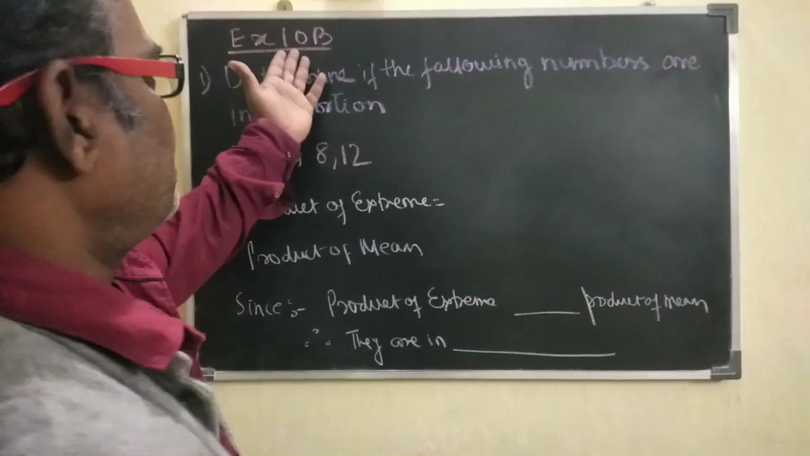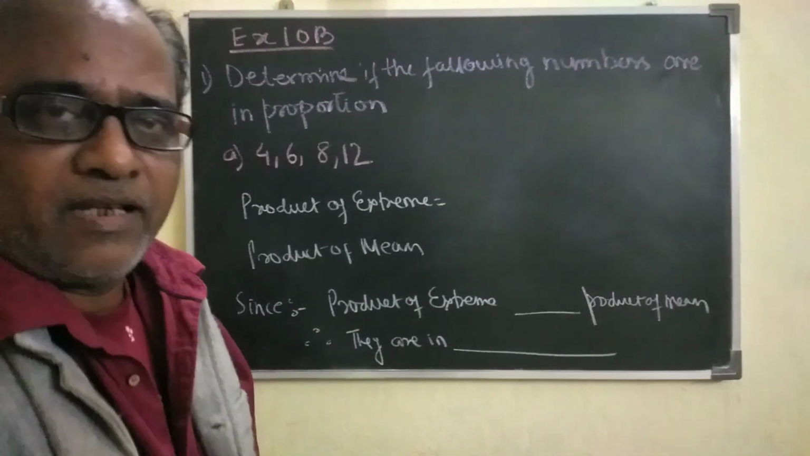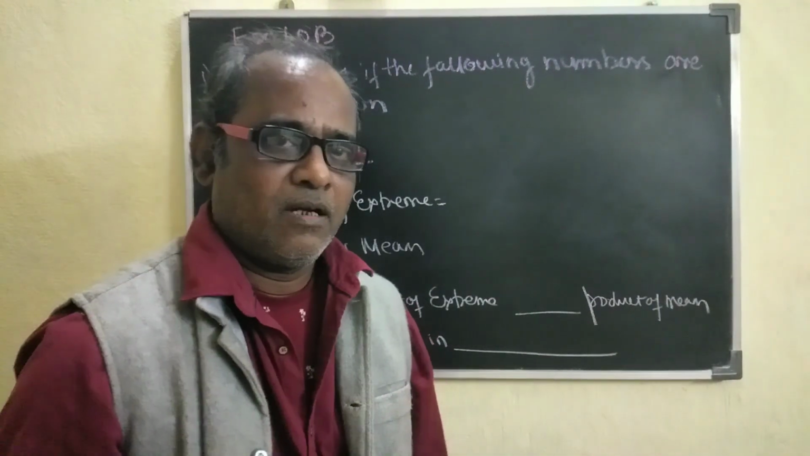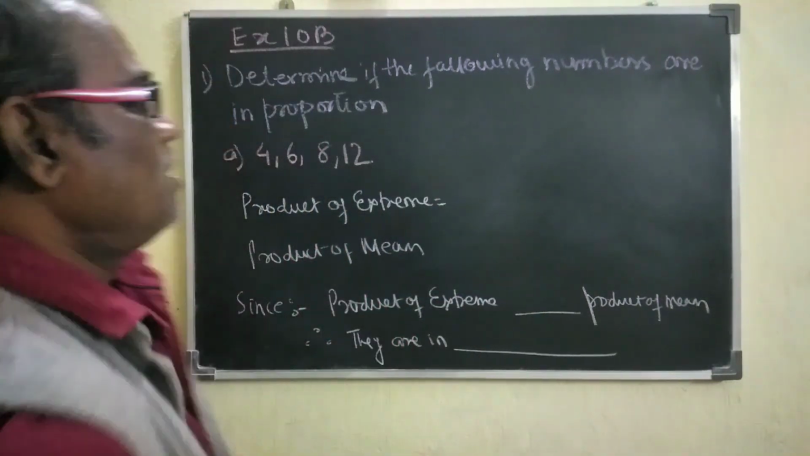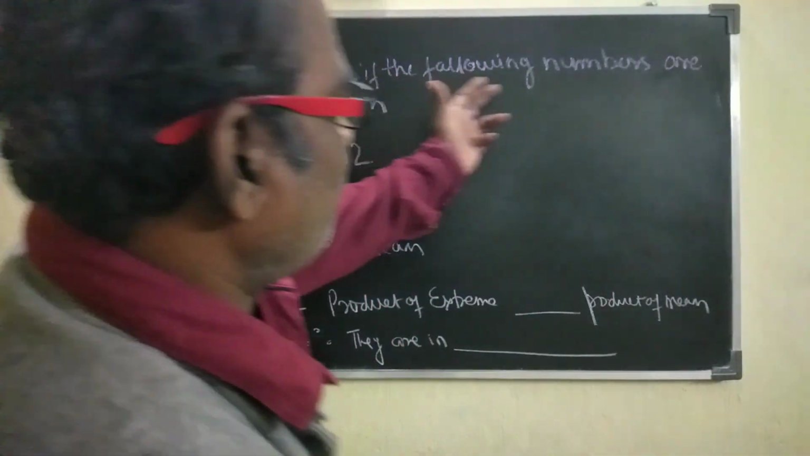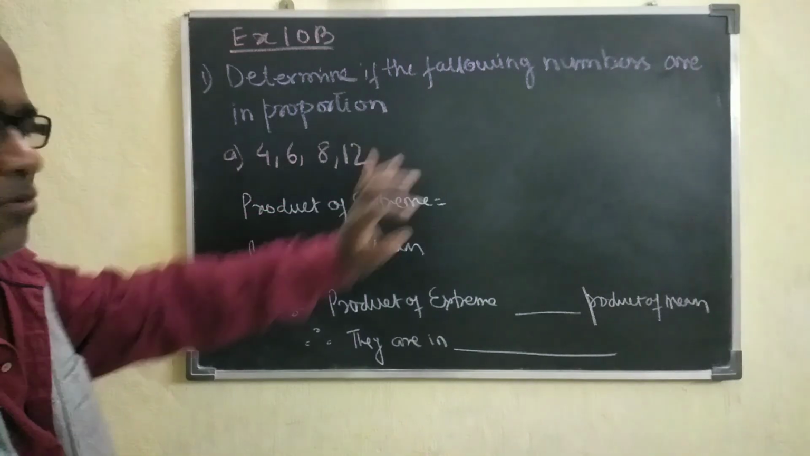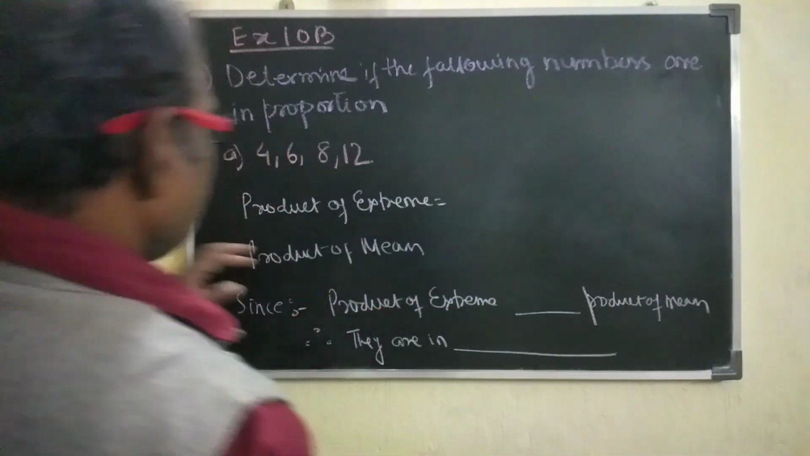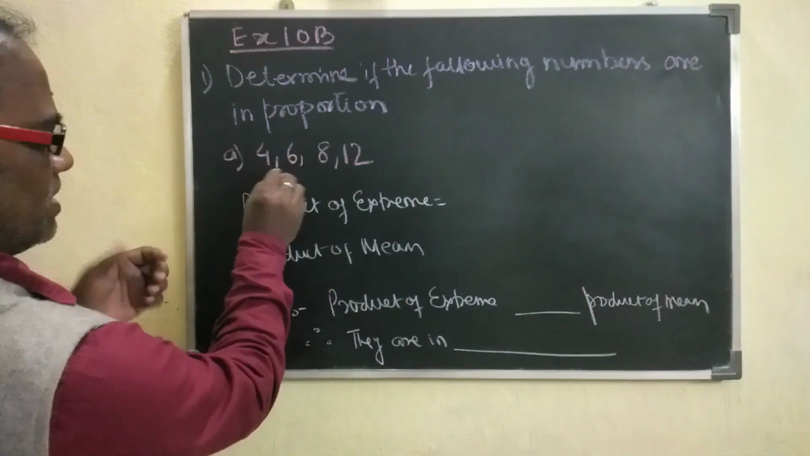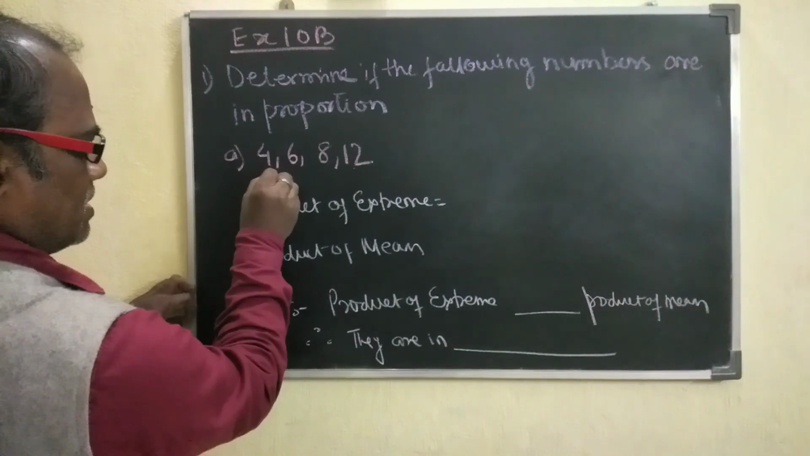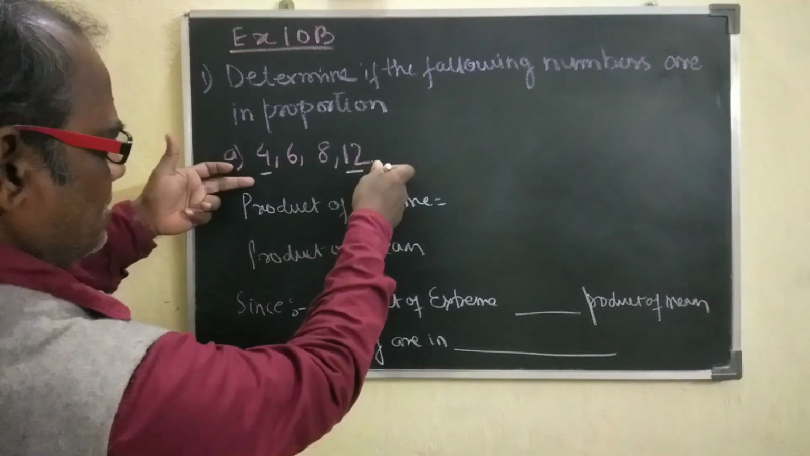Okay, so this is Exercise 10B of Class 6 from the R.S. Aggarwal CBSE book. The very first question is: determine if the following numbers are in proportion or not. To find out the proportion, four numbers are given: first, second, third, fourth. The first and the last are said to be the extreme terms.